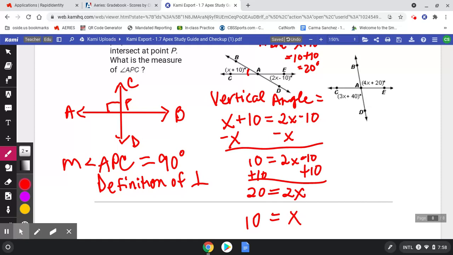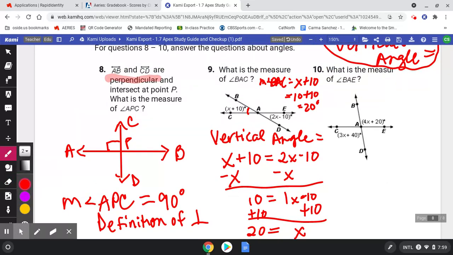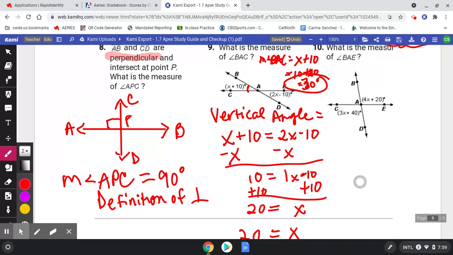I just noticed a mistake here. Sorry, guys. This shouldn't have been there. So 2x minus x should have been 1x. And then when I added 10, we get 20. So since this is not here, x is actually equal to 20. And so when I go back up here to plug it in, and x is equal to 20, that makes this 30. So the measure of angle BAC is equal to 30 degrees. And that's plugging in what we just solved and got for x.